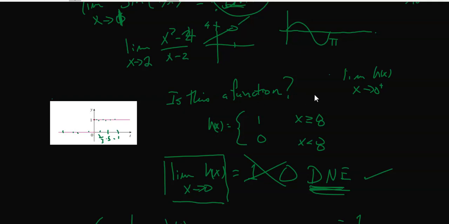Because when you write 0 plus, you think that must mean positive numbers. It doesn't mean positive numbers. In this case it does, but in general it just means to the right of whatever we put here. So if we had 8 plus, it means to the right of 8. If we have 8 minus, it means to the left of 8.